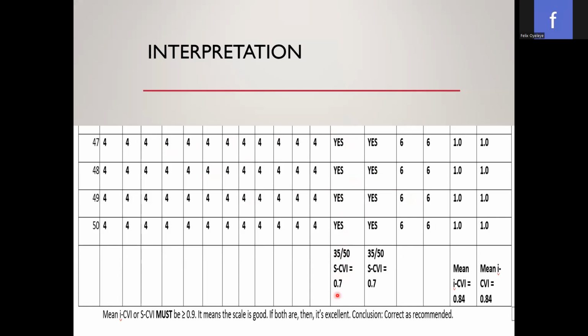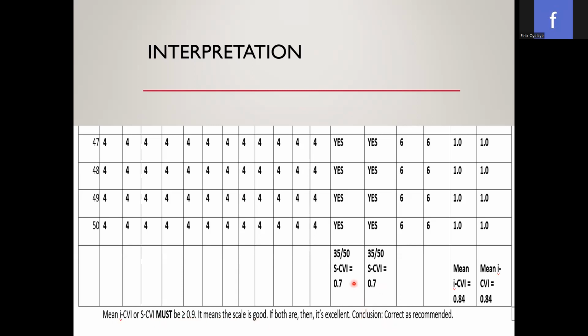And when you divide, you're going to get 0.7. The same thing applies to here. Okay? So how do you now interpret this result for content validity? The content validity or the scale validity must actually be greater than or equal to 0.9. That is when you have a good scale. Okay? If both of them are greater than 0.9 or they are equal, then you have an excellent scale.